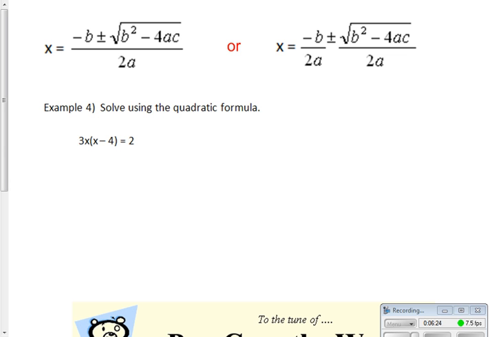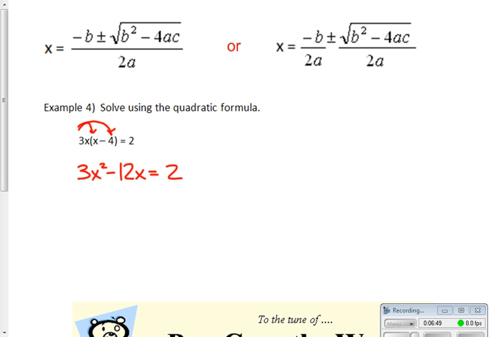Last example, again, I'm going to go ahead and start you out on it, and then you can go ahead and plug through it. But in example 4, solving using the quadratic formula, first thing that you need to take care of is getting rid of this set of parentheses here. So let's go ahead and distribute our 3x. 3x times x is 3x squared. 3x times negative 4 is negative 12x equals 2.